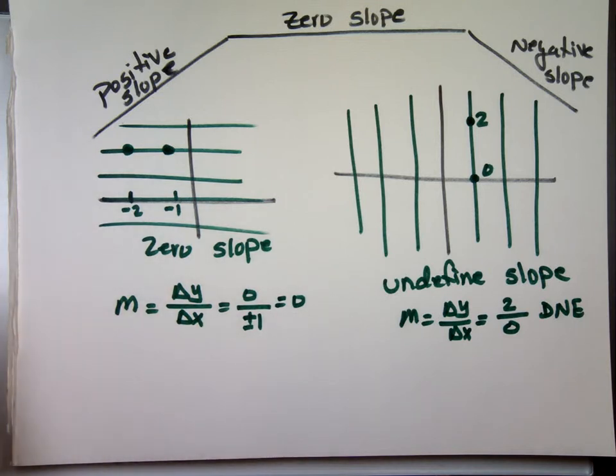Now, what else do we know about slope? You can look at two lines without graphing them, and I can tell you if the two lines are parallel or perpendicular.